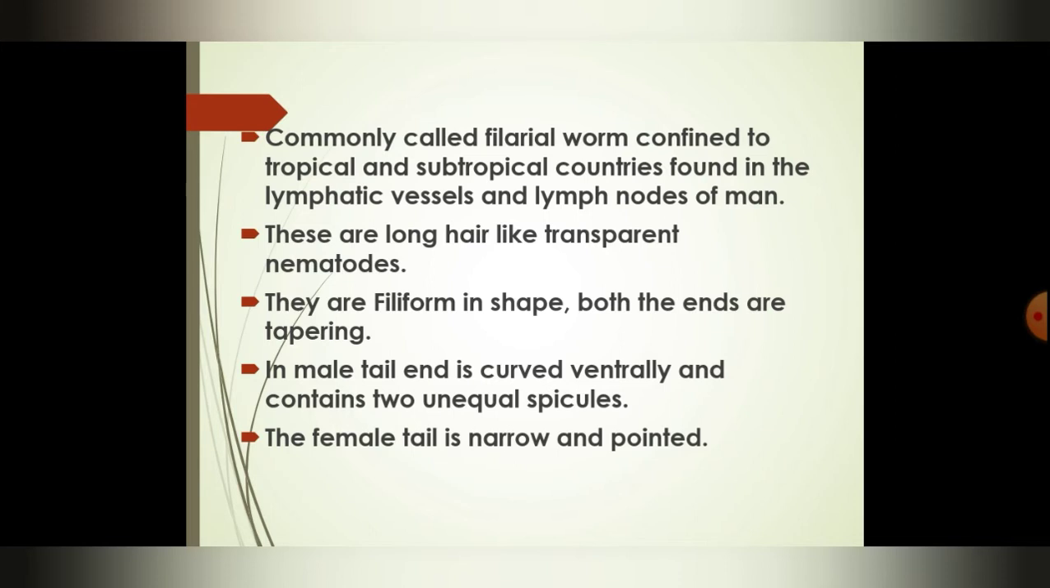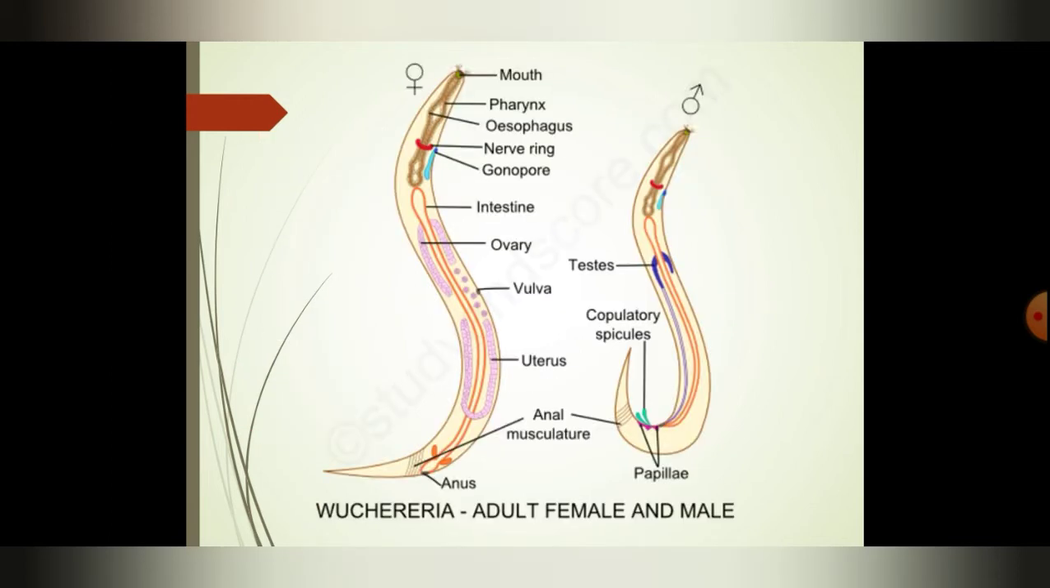But you can see a difference between a male and a female adult worm. In the male, the tail end is curved ventrally and contains 2 unequal spicules at the posterior end. But in the female, the tail is narrow and pointed. You can't see the curved end, and spicules are absent in females. So this is the female and this is the male. Usually the male is smaller and the female is larger.